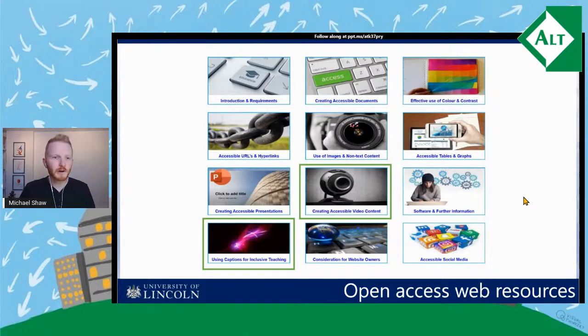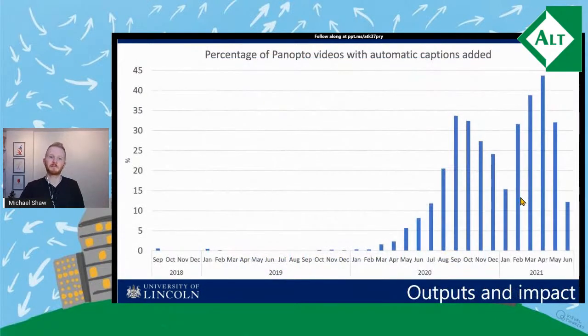Now, when we did training around this, we could see the impact of our accessible video training by reviewing the percentage of Panopto videos where staff had added automatic captions. And we saw a significant increase throughout 2020 where staff were adding automatic captions to their videos. And at this time, this was optional for staff. This data suggests that staff were actively choosing to add captions to their videos.